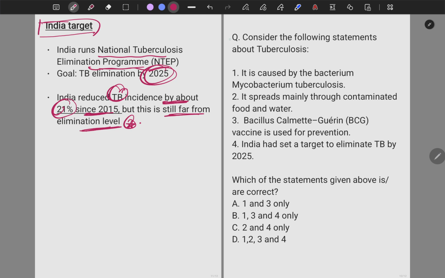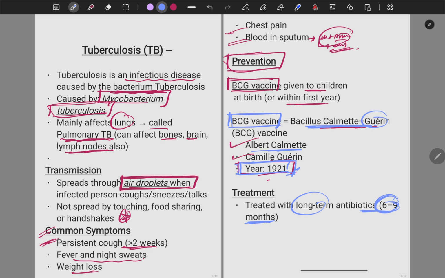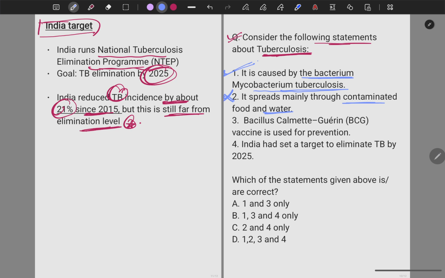Let's now move on to the question regarding tuberculosis. The question says, consider the following statements about tuberculosis. The first statement says, it's caused by Mycobacterium tuberculosis. Yes, this is a bacterial disease caused by Mycobacterium tuberculosis. The second statement says it spreads mainly through contaminated food and water. No, this statement becomes incorrect, as we just saw from the discussion that it does not spread through food sharing, touching, or handshakes. It only spreads through air droplets when an infected person coughs, sneezes and talks. So this statement becomes incorrect.